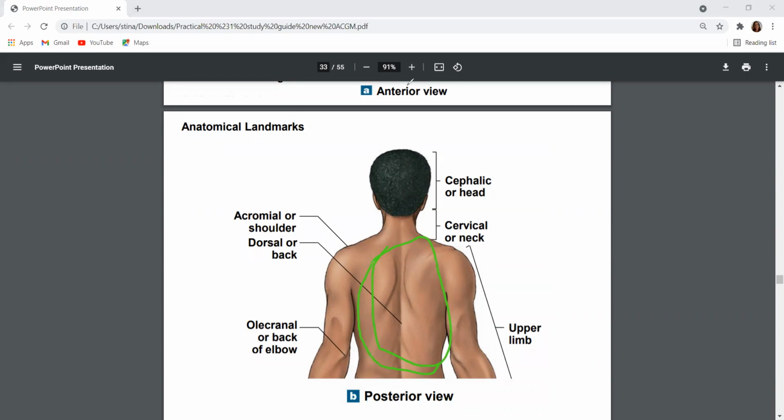The top of the shoulders is called the acromial. So whether it's the front view or the back view, the top of the shoulder here is called the acromial. The back of the elbow is called olecranon. And the entire arm is called the upper limb. The entire leg is called the lower limb. So if I put a number 1 on the entire arm and say, what is this entire landmark? You would tell me the upper limb.